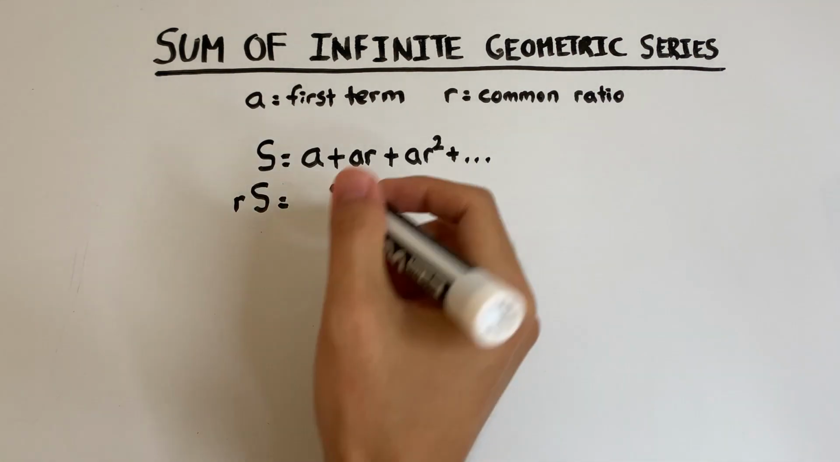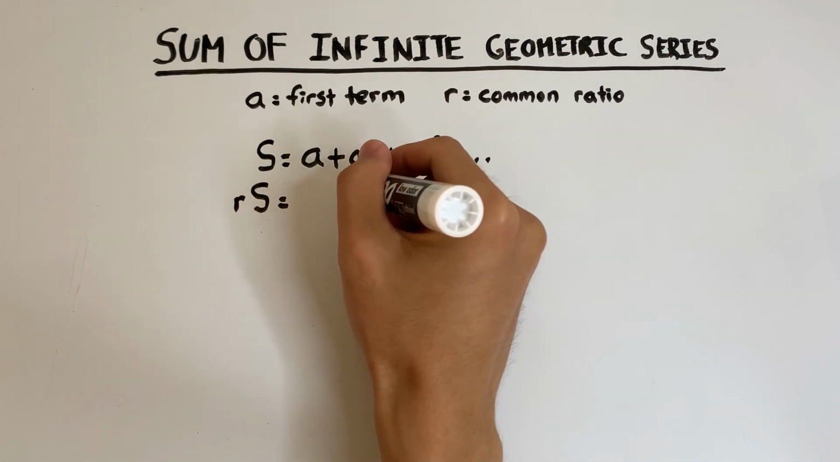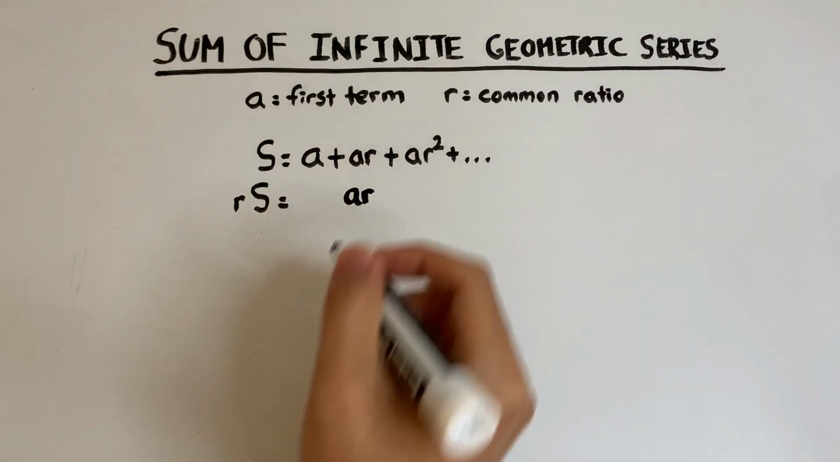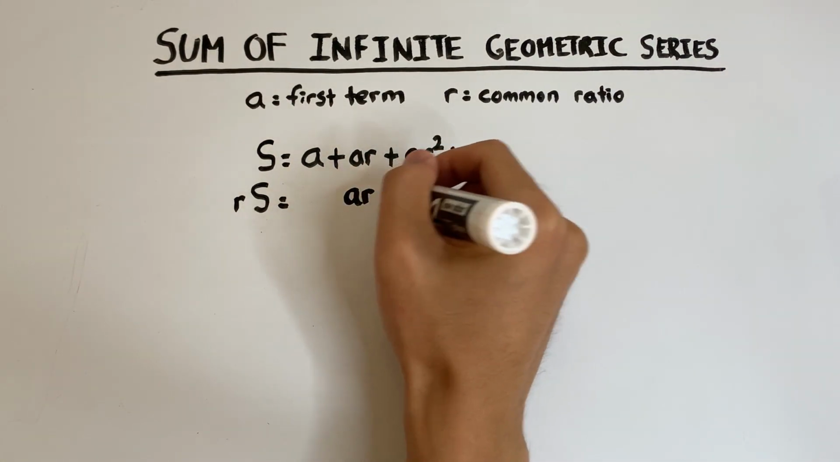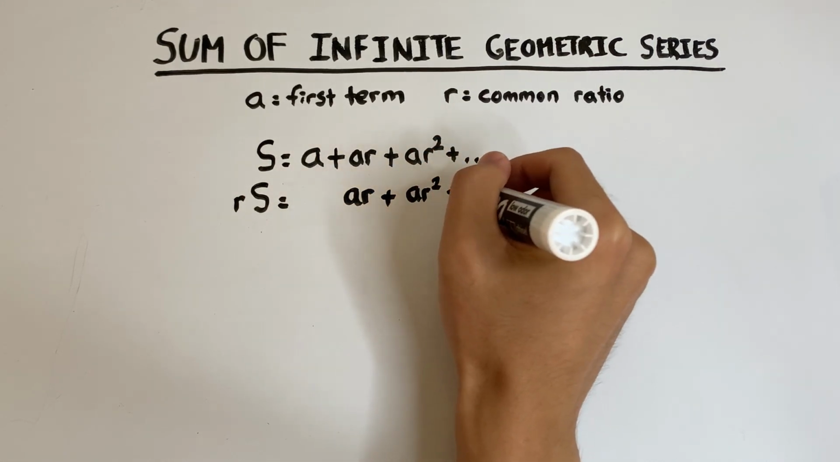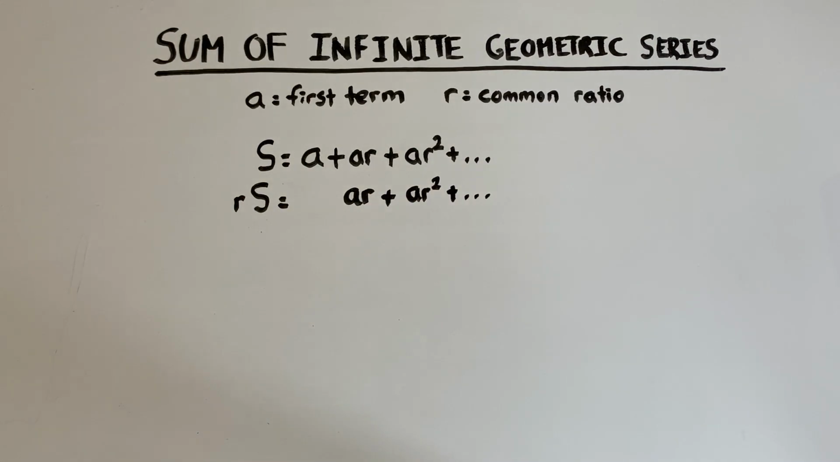So here we would get a times r. To start off, that would be ar. Ar times r is ar squared. And it would just continue.